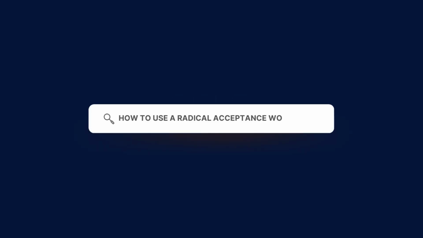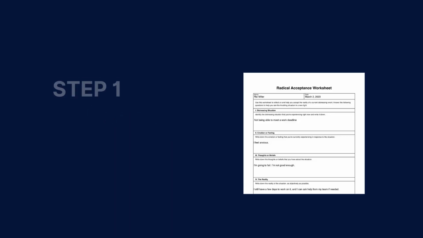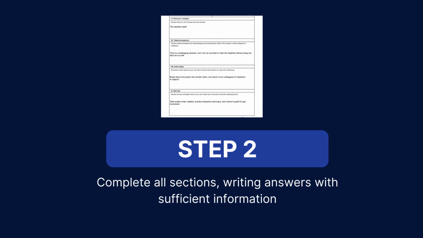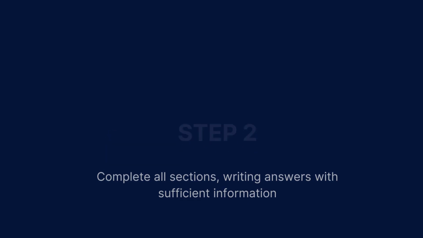Here's how to use a Radical Acceptance Worksheet. The first step is to fill in patient information at the top. The second step is to complete all sections, writing answers with sufficient information.